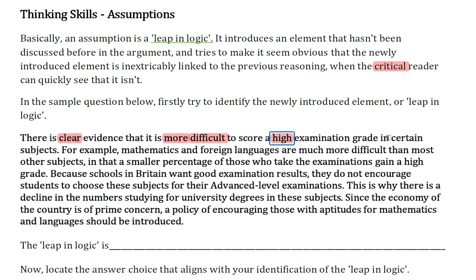High examination grade in certain subjects, for example, mathematics and foreign languages, are much more, again more meaningless jargon, difficult than most other subjects, in that a smaller percentage, again, how much smaller, of those who take the examinations gain a high. What's a high grade? Because schools in Britain want good, all right, what's good, they do not encourage students to choose these subjects for their advanced level examinations. This is why there is a decline in the numbers studying for university degrees in these subjects.